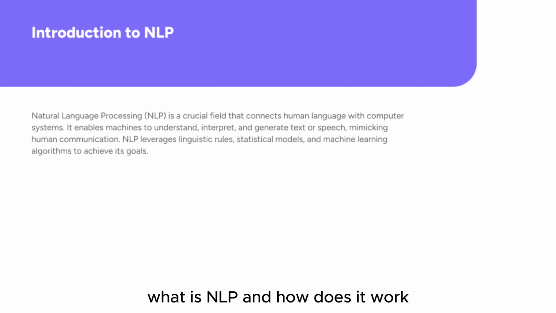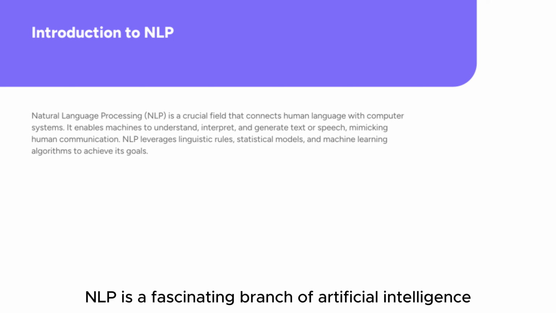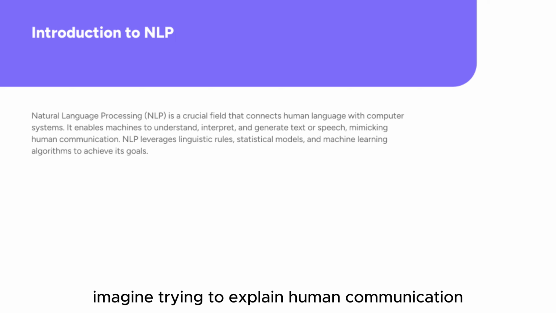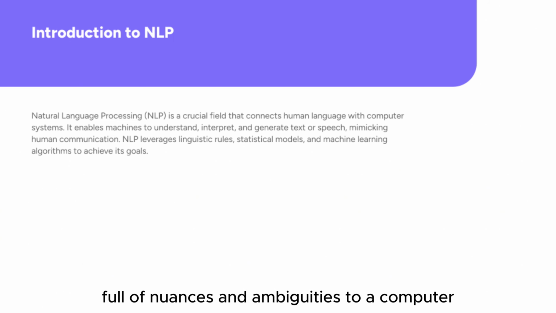What is NLP and how does it work? Natural language processing, NLP, is a fascinating branch of artificial intelligence that enables machines to understand and interact with human language. Imagine trying to explain human communication, full of nuances and ambiguities, to a computer.